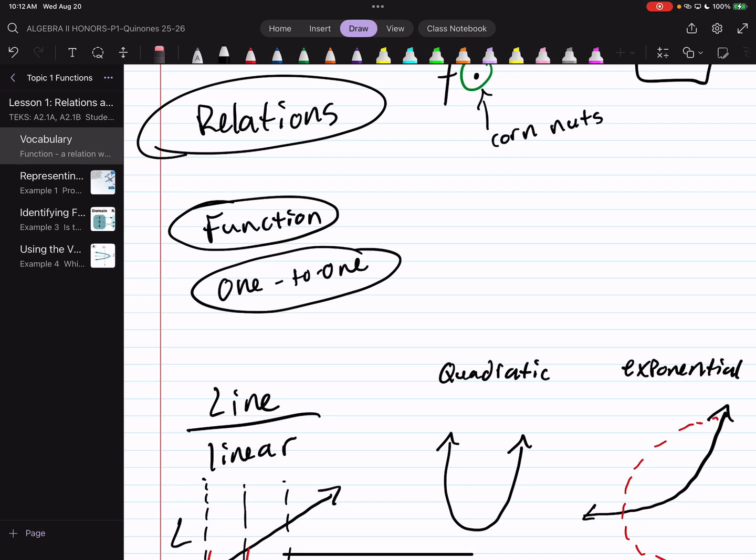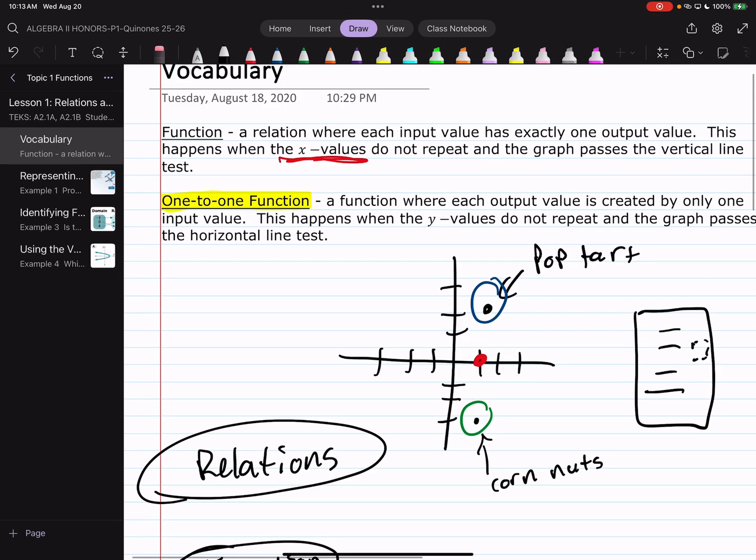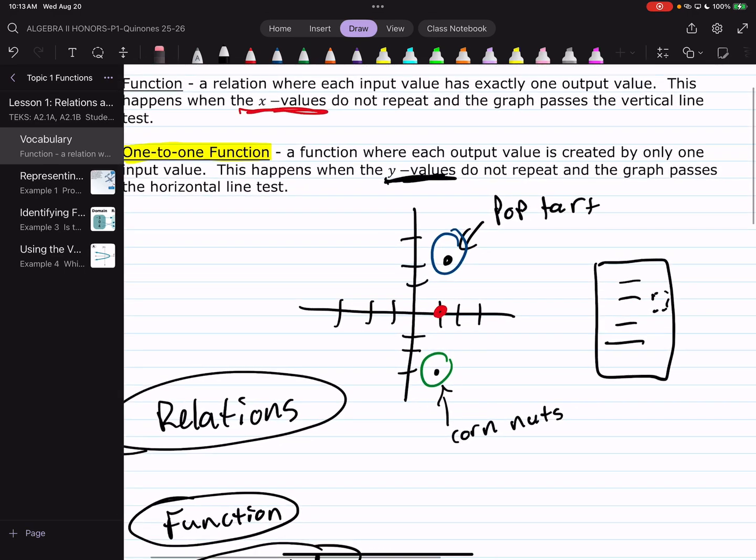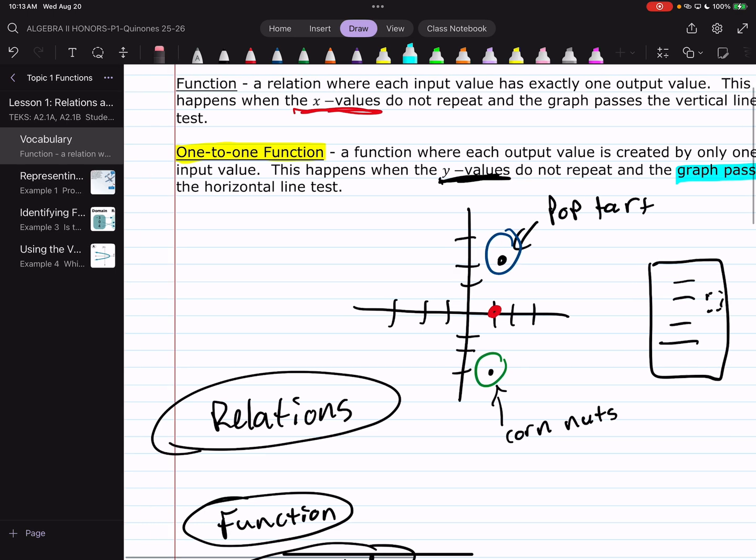In order for something to be a one-to-one function, the y values cannot repeat either. And I'd underline that, highlight it, whatever you need to remember, because again, that's important also. So for example, on here, it tells you that it must pass some type of test. We heard about the vertical line test in Algebra 1. We're introducing a new type of test just to see if a function is one-to-one.